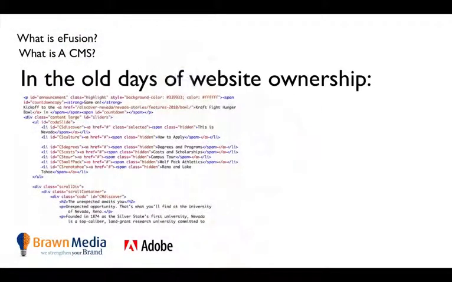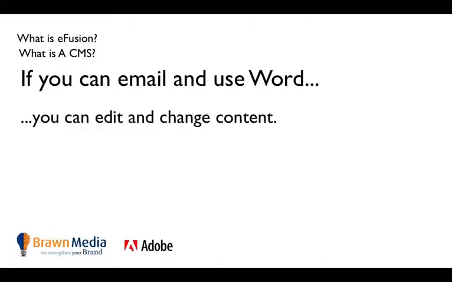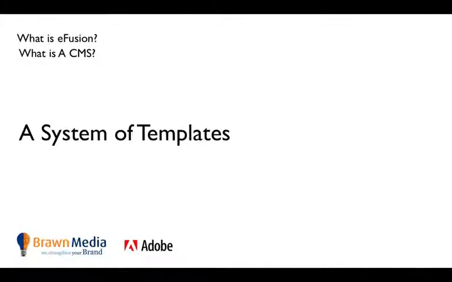In the old days of website ownership, we had to know how to edit, change, and write in a language such as the one that you see now. Since that's not the case, if you can email and if you can use Word as your word processor, you can edit and change content. eFusion is based on a system of templates. So let's find out what templates are by looking at a couple of examples.